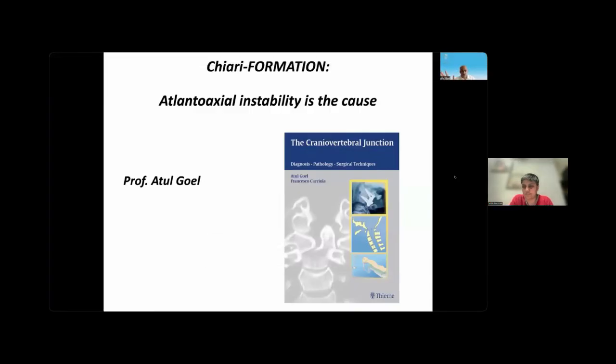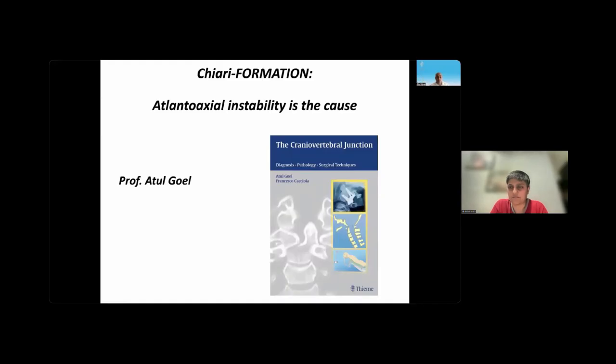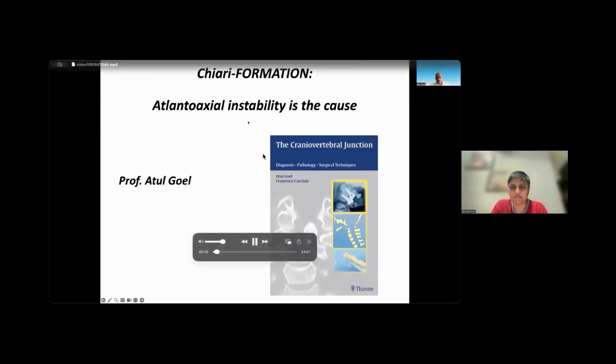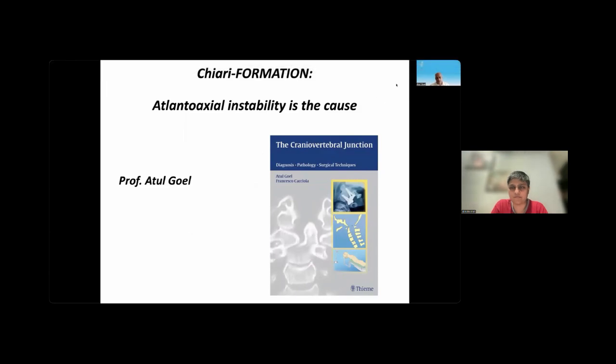A complete revolution in the treatment of Chiari malformation. And I'm introducing, or maybe you have already been introduced by me earlier.